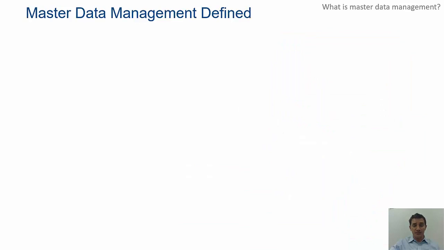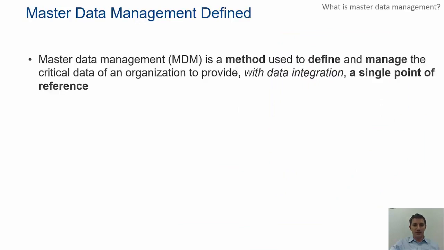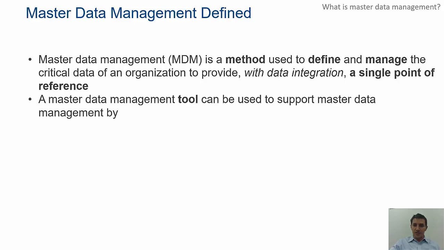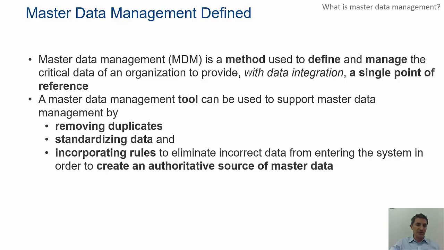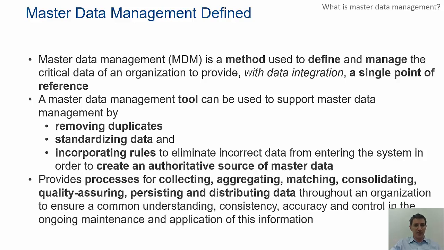So what is master data management? Well, let's take a look at a definition first. It's a method used to define and manage the critical data of an organization and to get to a single point of reference or a single source of the truth. Sometimes we can use a tool to support master data management by removing duplicates, standardizing data, and incorporating rules to eliminate incorrect data coming in the first place. And as part of master data management, we also provide processes for collecting and aggregating, matching, and consolidating all that data. So in other words, we apply data governance.